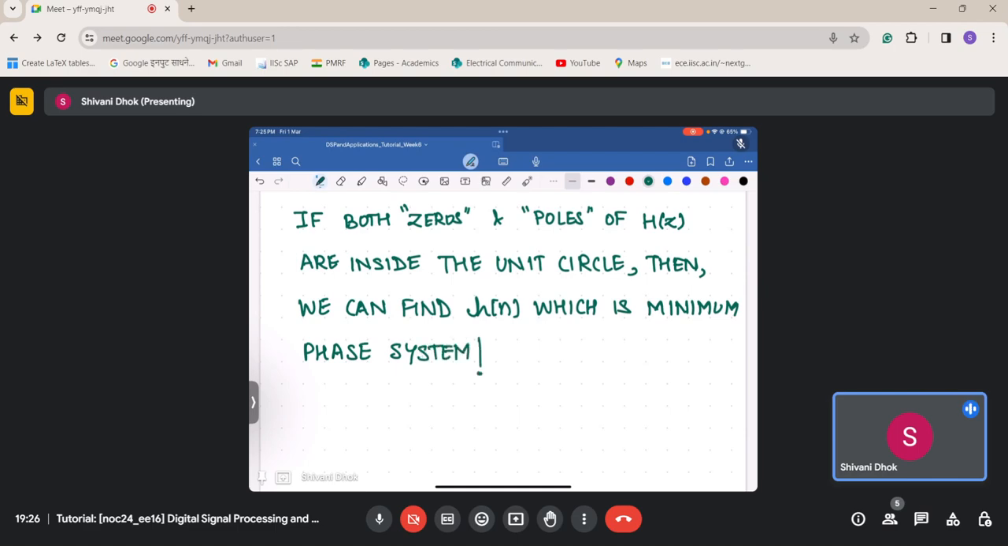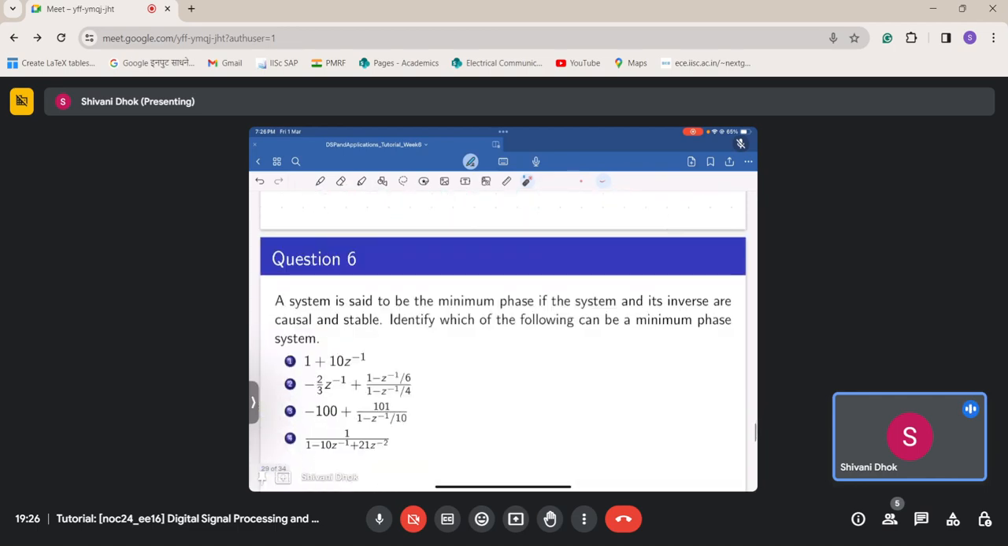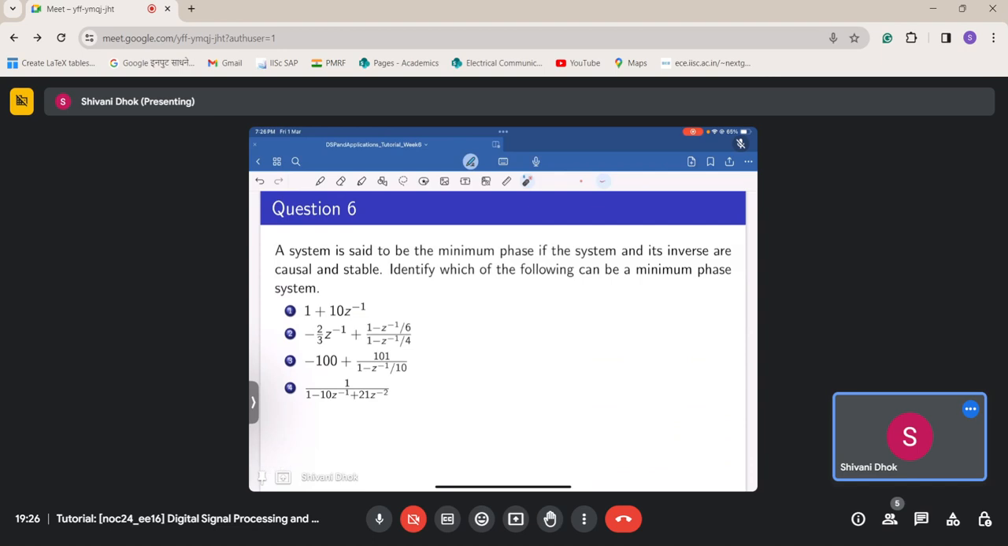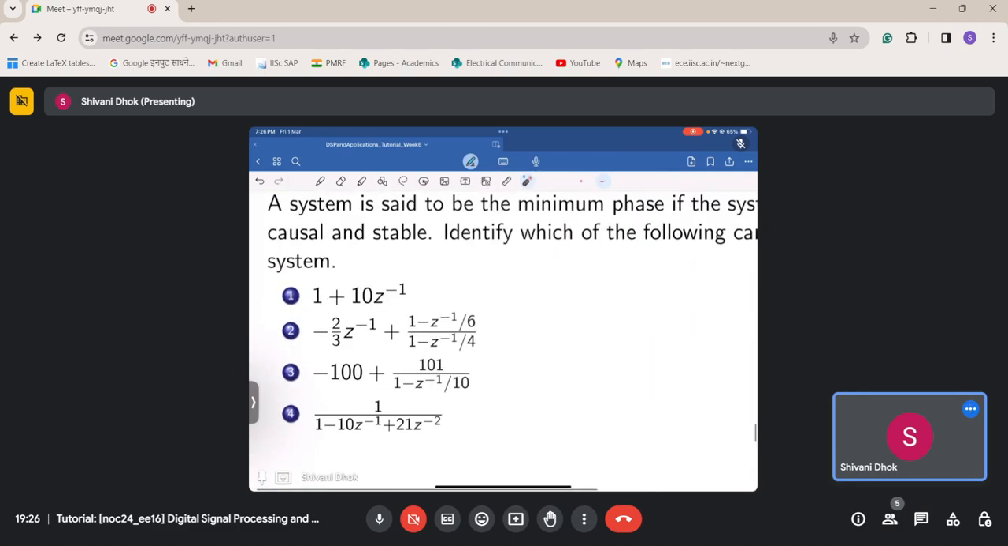Okay, so from the definition of a minimum phase system, we have landed on a condition for checking whether the given H of z will give us a minimum phase system or not, and that is we need to check whether both zeros and poles of this transfer function, or rather the system function, are inside the unit circle or not. So now let's get back to the question that we were looking at. What is given to us? Identify which of the following can be a minimum phase system. So let's start with the first one.